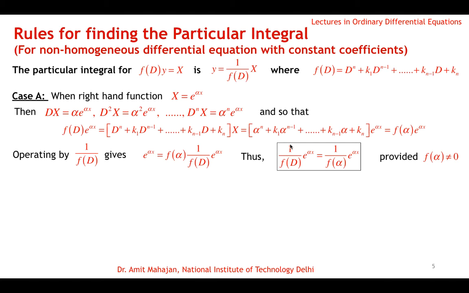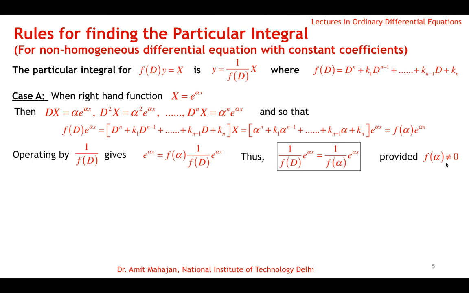So 1 over f(D) on e power alpha x is this particular integral. If the right hand side function is exponential, then the particular integral is nothing but 1 by f alpha e power alpha x. That means if I put D as alpha, then I can calculate the particular integral directly, provided the denominator is non-zero.